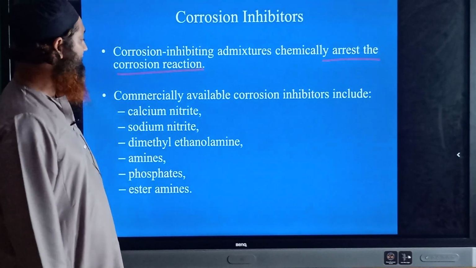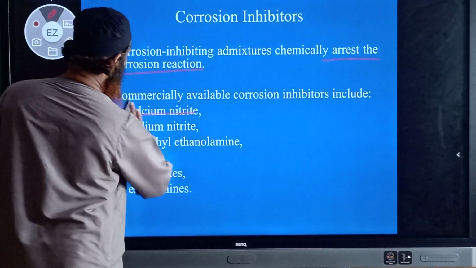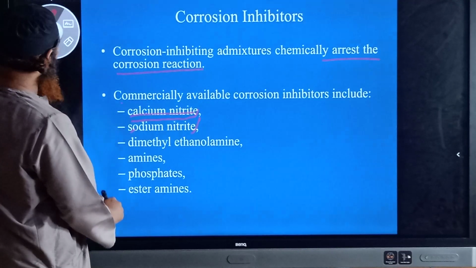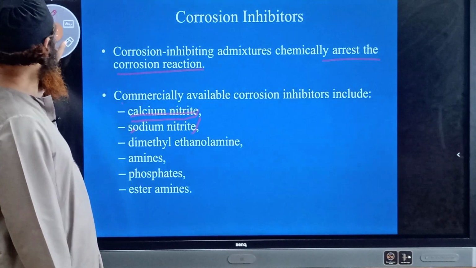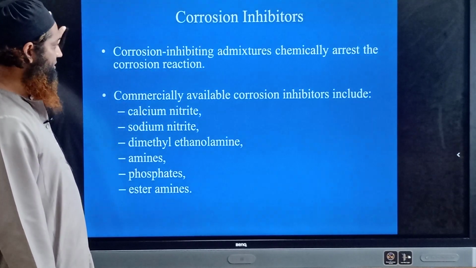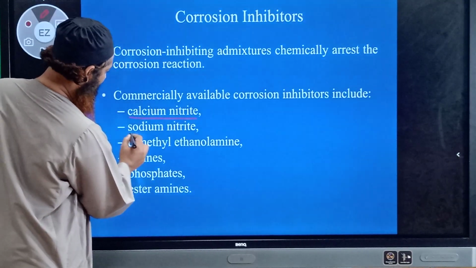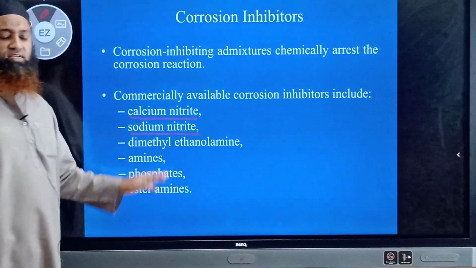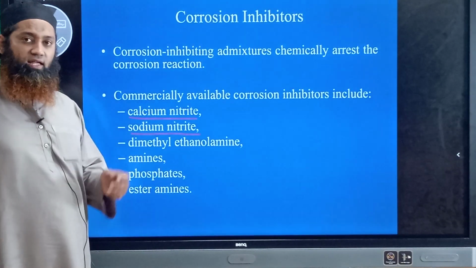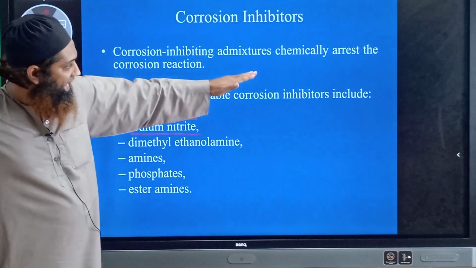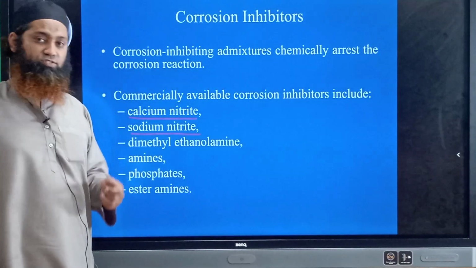Commercially available corrosion inhibitors include calcium nitrite. You can see here calcium nitrite is used here. The commercially available corrosion inhibitors are calcium nitrite as well as calcium nitrate, and sodium nitrate is also there. So these are the very easily available corrosion inhibitors. When mixed in concrete, they arrest the chemical reaction that takes place between the chloride and the reinforcing steel.